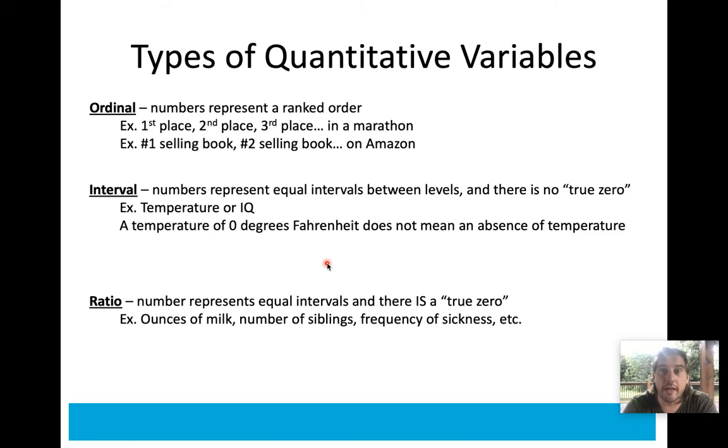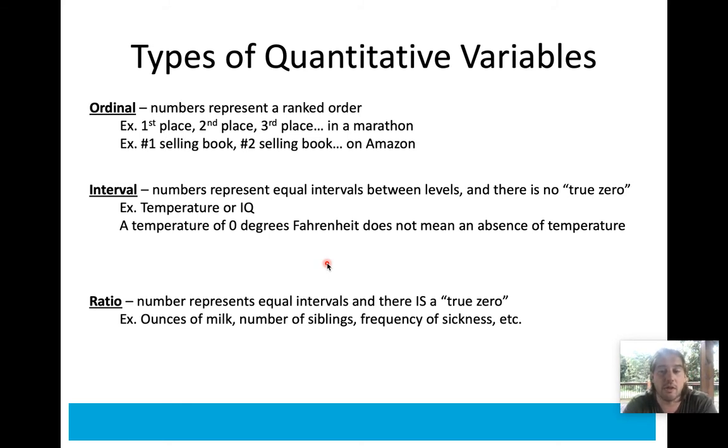Lots of survey data are interval quantitative variables. So on a scale of 1 to 7, how much do you enjoy this course? There's no 0 because you can't have an absence of enjoyment of this course. Your enjoyment is along a scale from 1 to 7. We're moving from 1 to 2 and 2 to 3 and 3 to 4 represent the same sort of incremental increase in enjoyment.